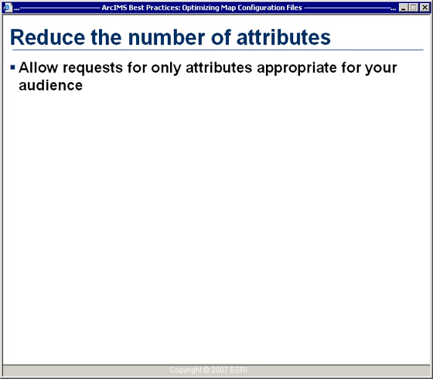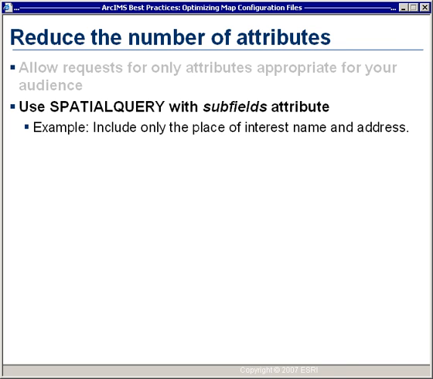To continue on this same topic, you can also limit the number of attributes. Depending on who your audience is, only a subset of attributes may be relevant for them. This improves performance because both the spatial server and the client are processing less data. Once again, you use spatial query with the subfields attribute. Within subfields, you list only the relevant fields.